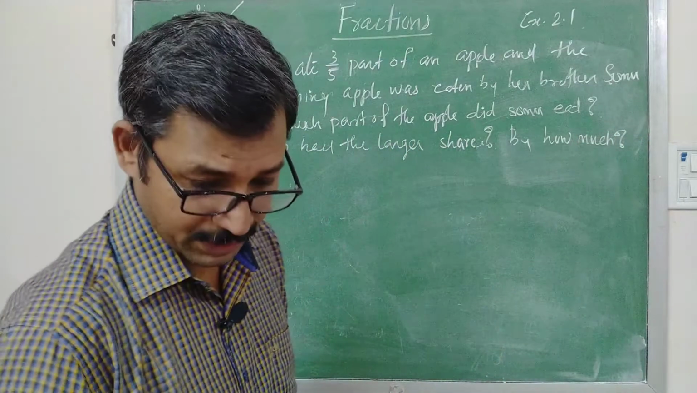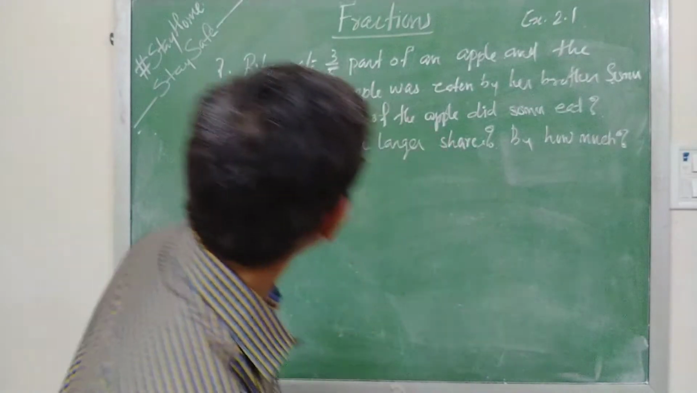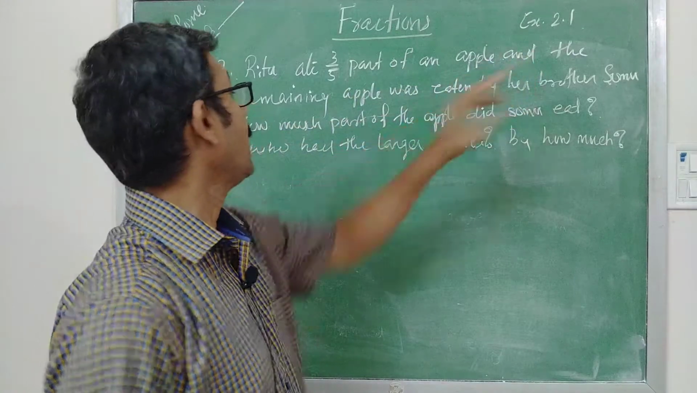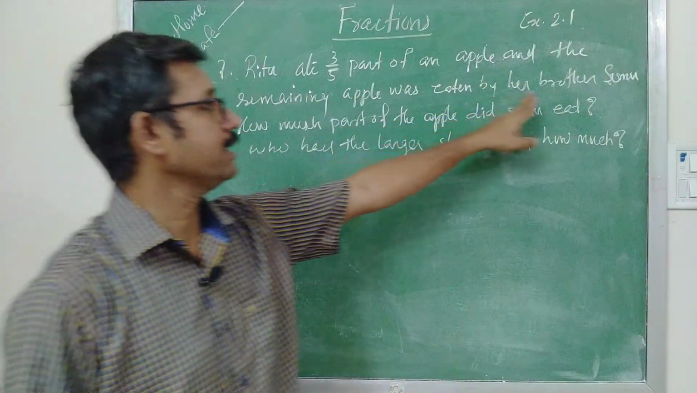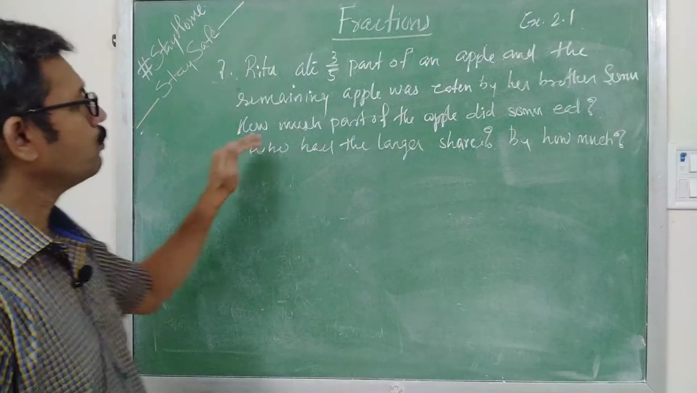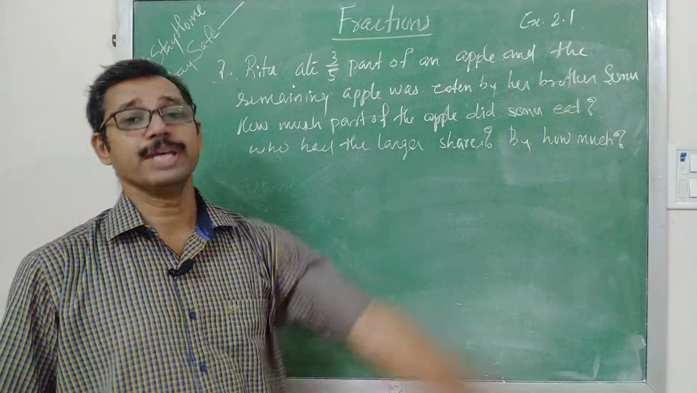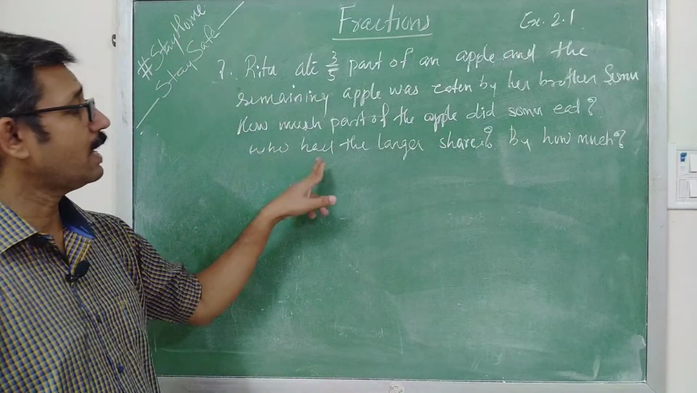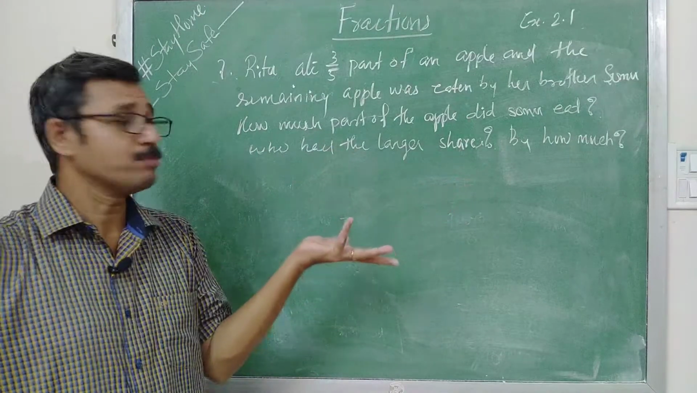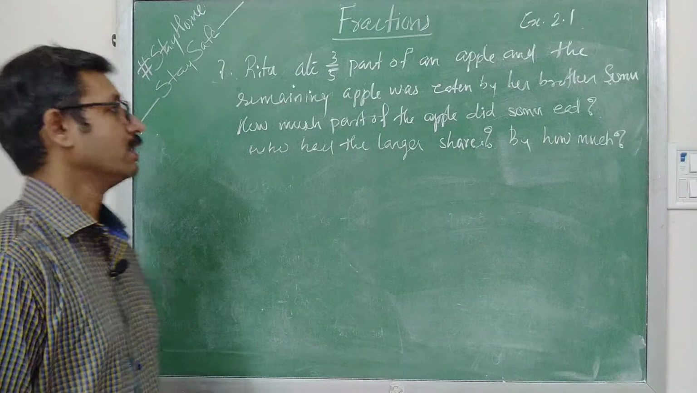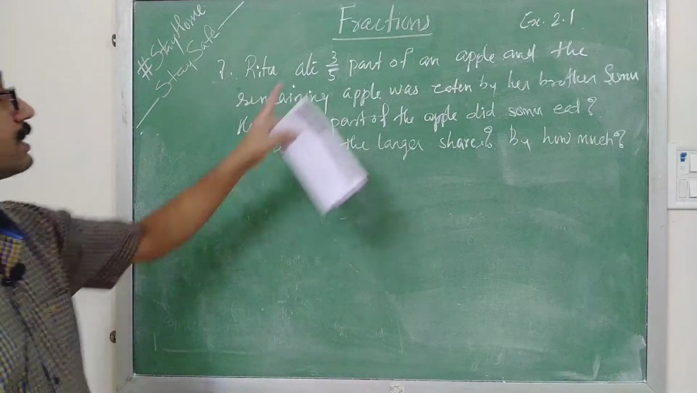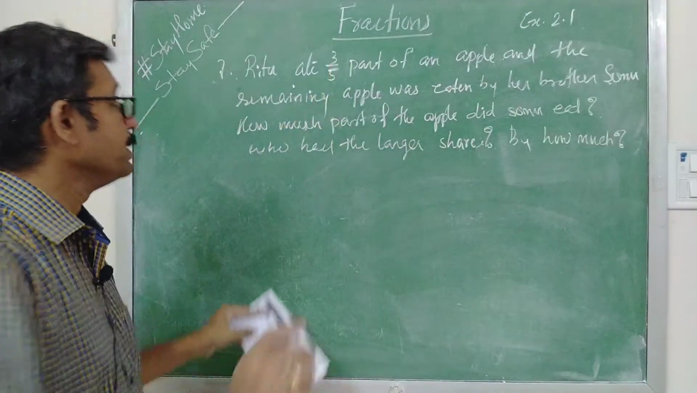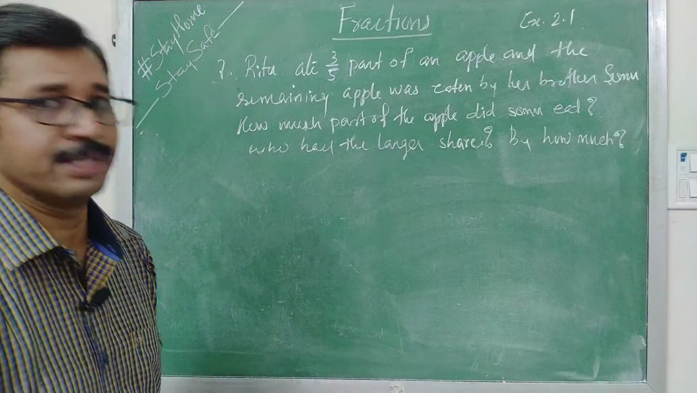Okay, friends, just see. Ritu ate 3/5 part of an apple, and the remaining apple was eaten by her brother Somu. Now look, how much part of the apple did Somu eat? Who had the larger share, who got more, and by how much? That's the question. Here, 3/5 is divided into two parts. What actually is meant by this 3/5 part? That is the most important thing you have to understand.